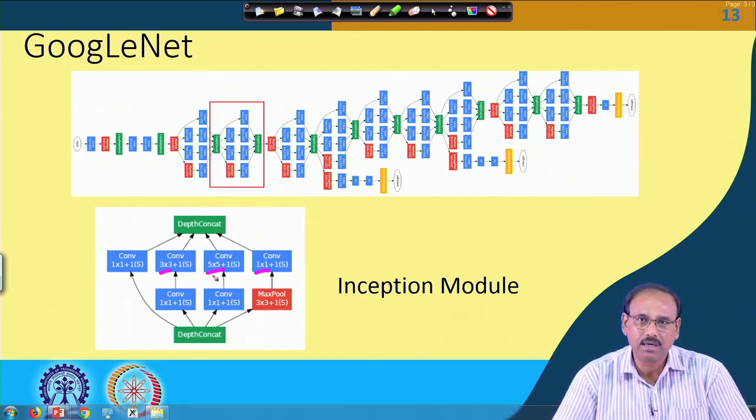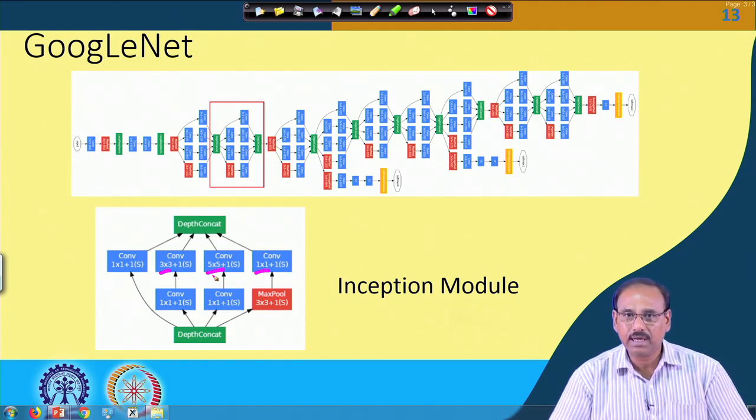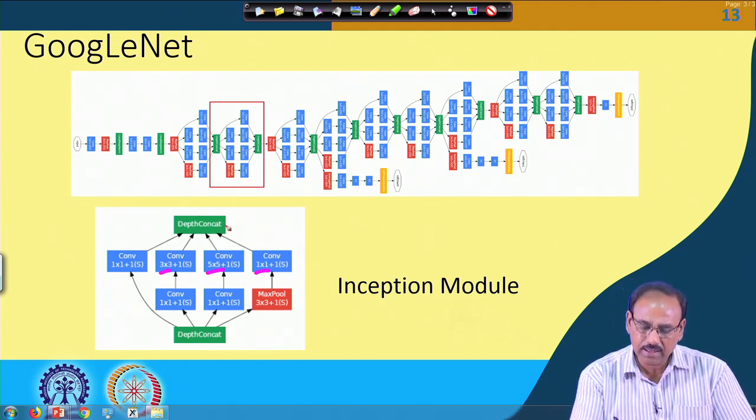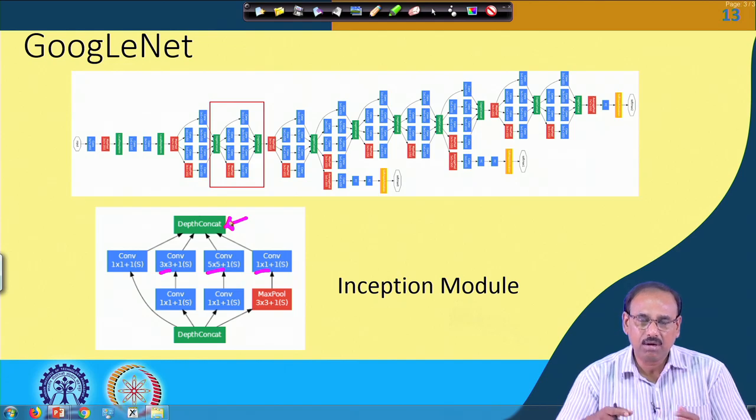That is what we have seen earlier. So finally, in this inception module, the different features which are computed by different convolution kernels are stacked together to give you a feature map. So here what we have is depth concatenation. All the feature maps given by different convolution channels or different feature channels are stacked one after another to have the final feature map.